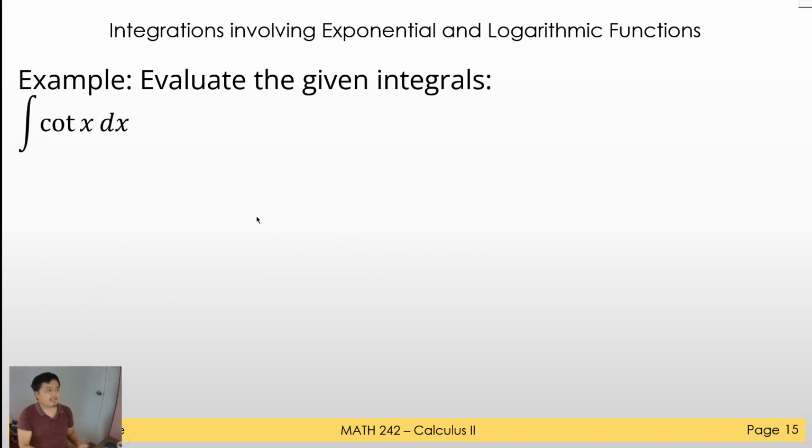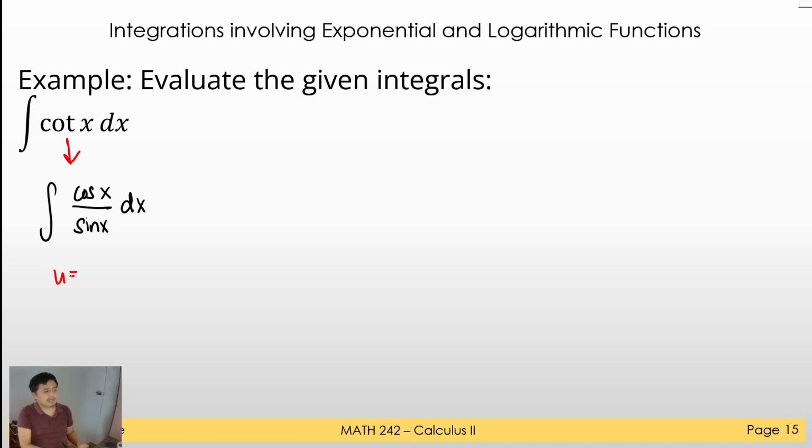And then the last one, we have the integral of cotangent x dx. Again, recalling what we did last time, how do we integrate cotangent x? So we know that cotangent x is equal to what? We have cosine x over sine x, and then dx. So what should we do here?